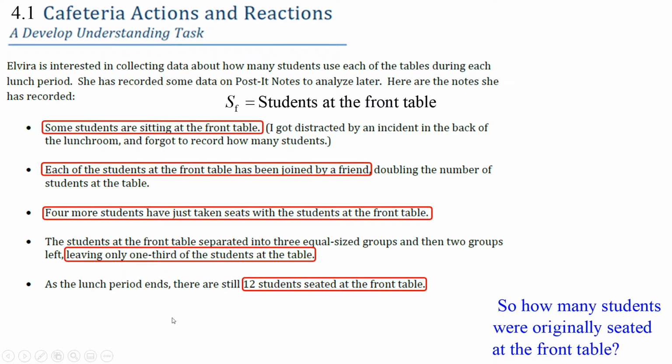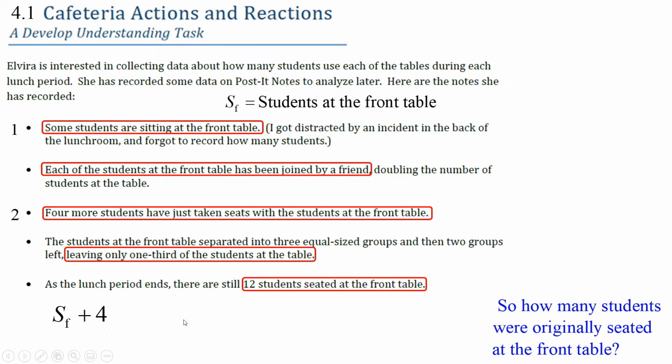All right, so let's start the same way, because the students at the front table, S sub F, will be the students at the front table when lunch began. So we'll start with that. And what are we starting with? S sub F students. Now, let's jump around a little bit. Let's go down to this third bullet, and we're now going to call that number 2. 4 more students have just taken seats with the students at the front table. So let's take that S sub F and add 4.